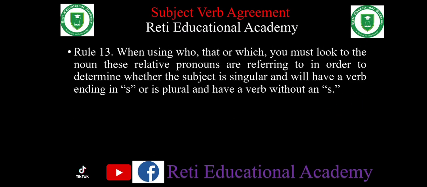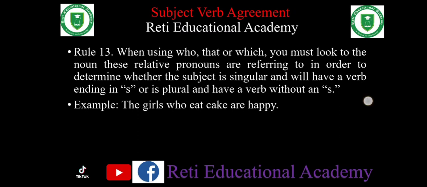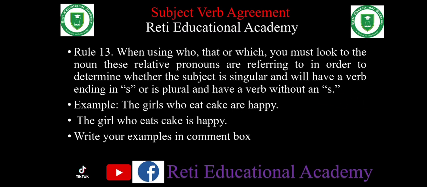Last rule: when using who, that or which, you must look to the noun these relative pronouns are referring to in order to determine whether the subject is singular and will have a verb ending in S, or is plural and has a verb without an S. Girls who eat cake are happy. The girl who eats cake is happy. You have to keep this rule in mind. It won't get into your mind unless or until you practice.